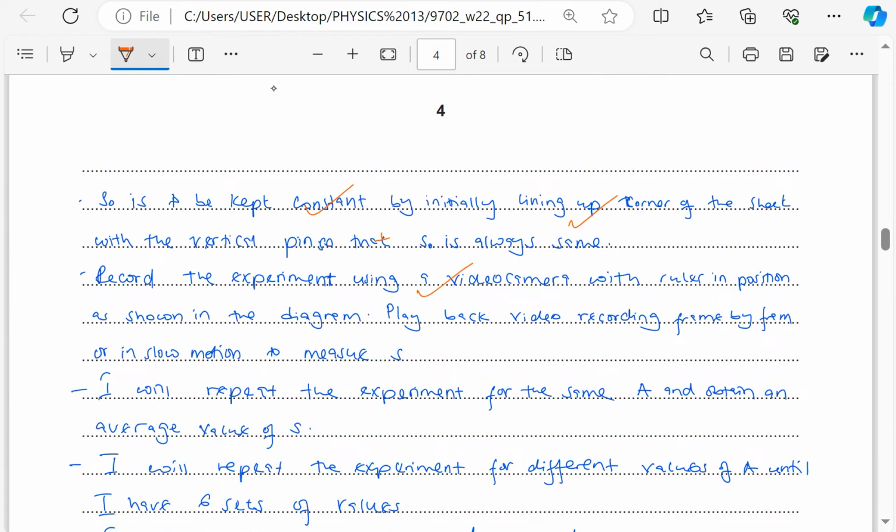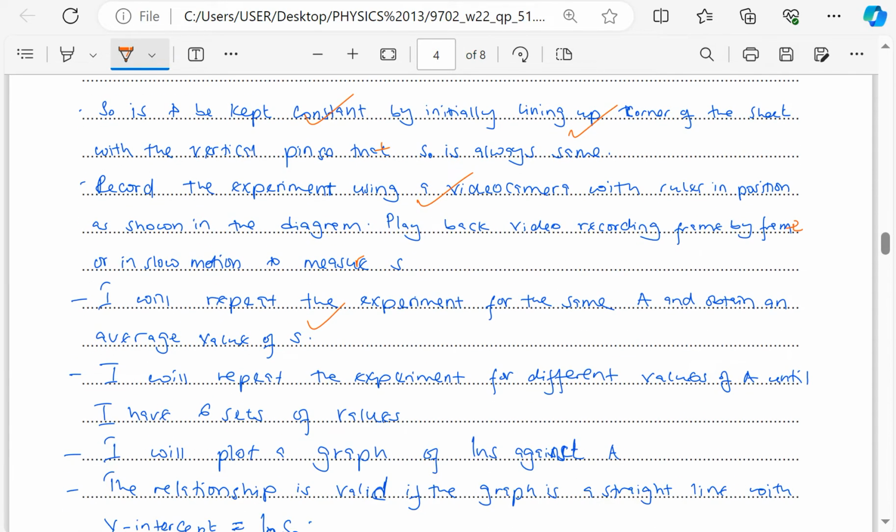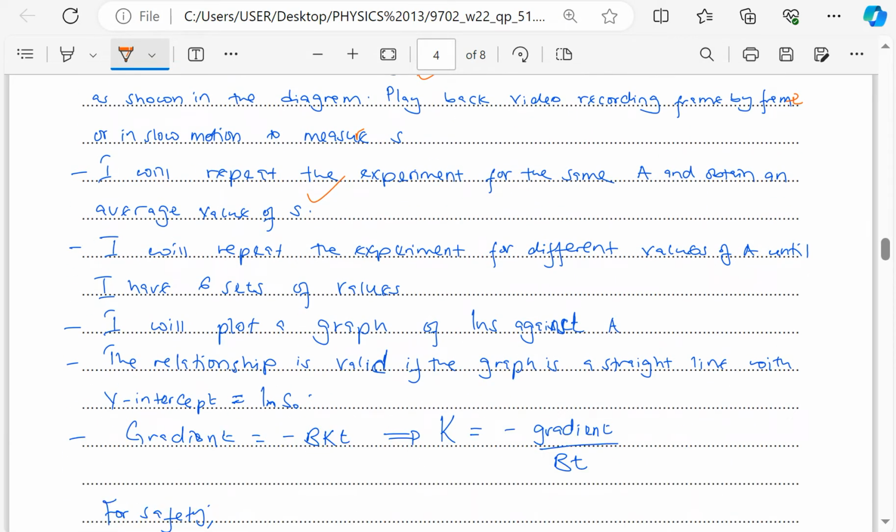Recording the experiment using a video camera would give you a mark because it is really impossible to measure S after five oscillations. And playing back frame by frame or in slow motion to measure S, that would give you an additional mark. I'll repeat the experiment for the same A and obtain an average value of S, that will give you an additional mark. Of course, repeating the experiment for different values of A until I have 6 sets of values will not give you a mark, but is necessary.